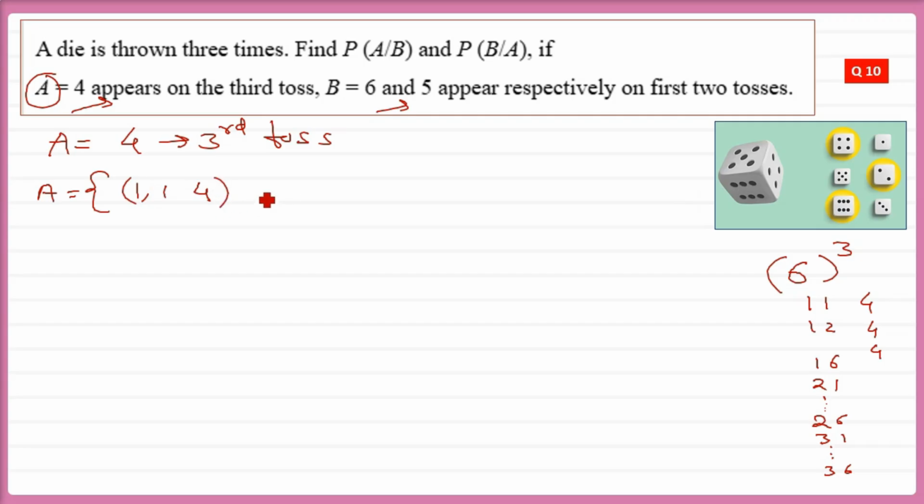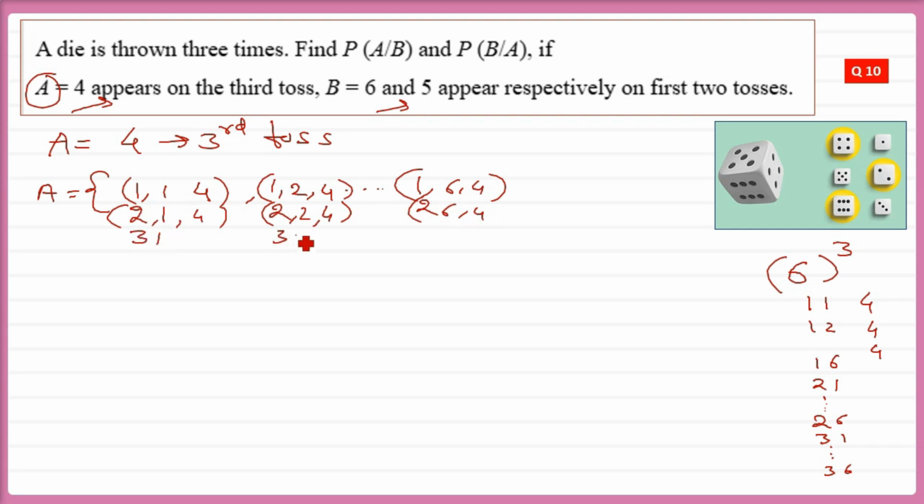Let me write it here. Let me make a set. 1 1 4, 1 2 4, so I hope you understand. 1 1 4, 1 2 4, 1 3 4, 1 4 4, 1 5 4, 1 6 4. Then 2 1 4, 2 2 4, 2 3 4, 2 4 4, 2 5 4 and 2 6 4. So every row has 6 elements. Again 3 1, 3 2, 3 3, 3 4, 3 5, 3 6. Why am I not speaking about 4? Because 4 has to come in the last one always.